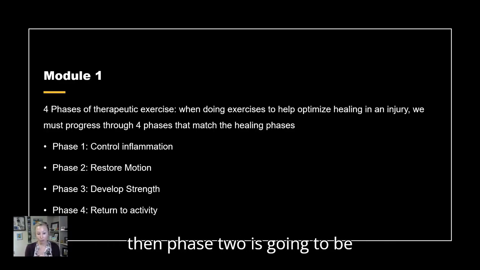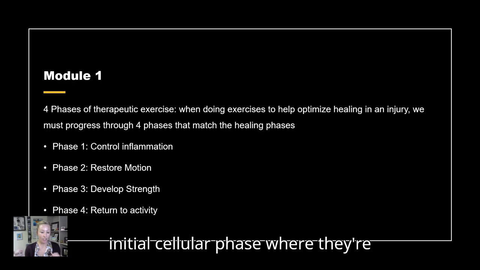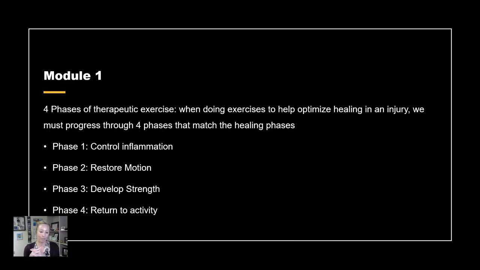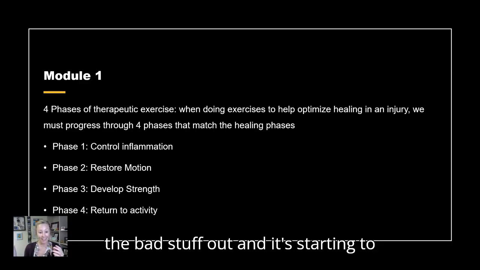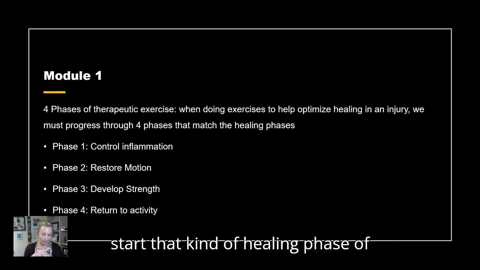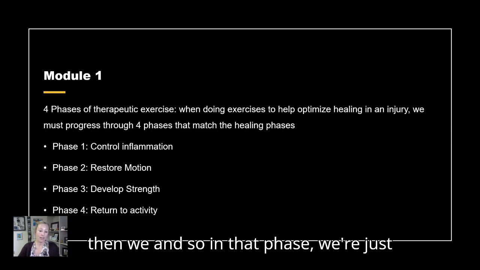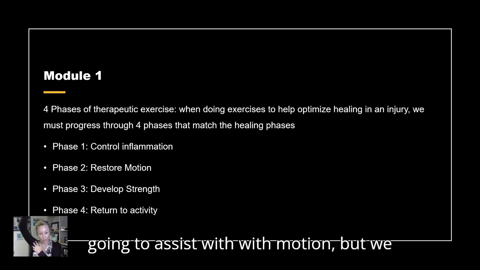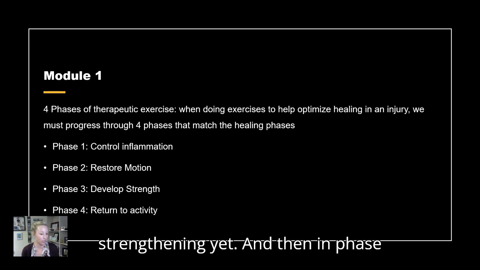And then phase 2 is going to be the proliferation phase. This is the initial cellular phase where the body is trying to get all the good stuff in and the bad stuff out, and it's starting to calm down. You don't have as much inflammation, and it's starting the healing phase of laying granular tissue down. In that phase, we're just going to assist with motion, but we don't want a lot of strain on those fibers. So we're not doing any strengthening yet.